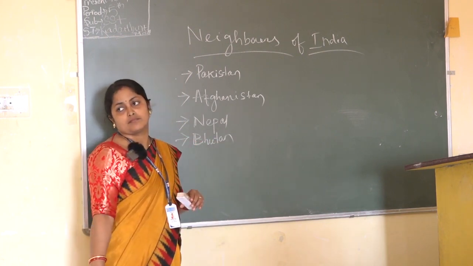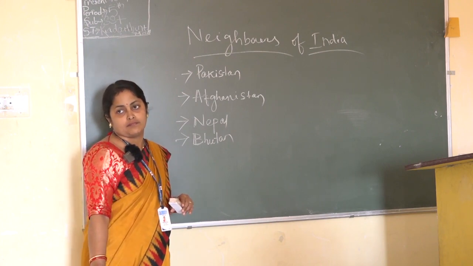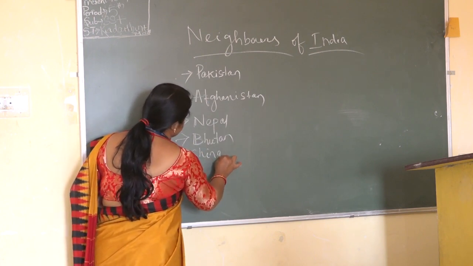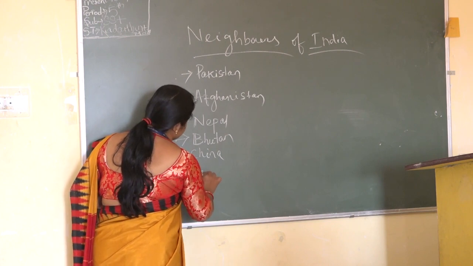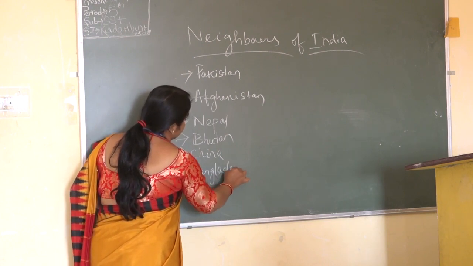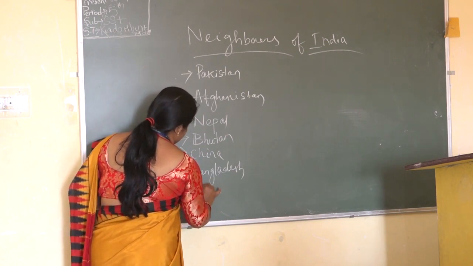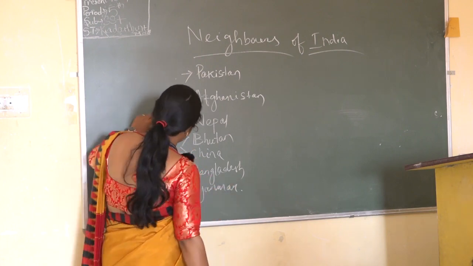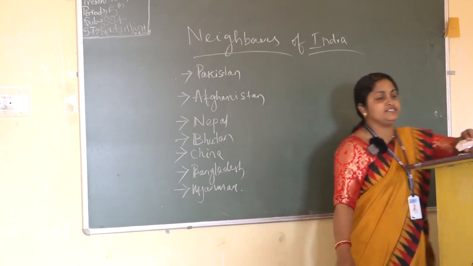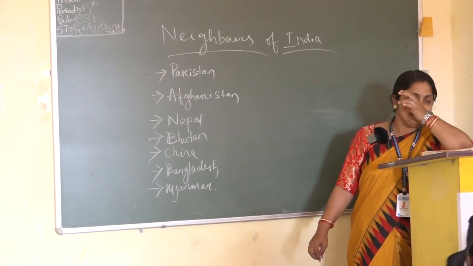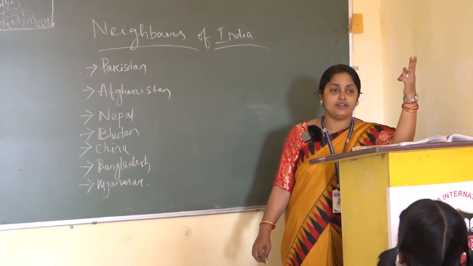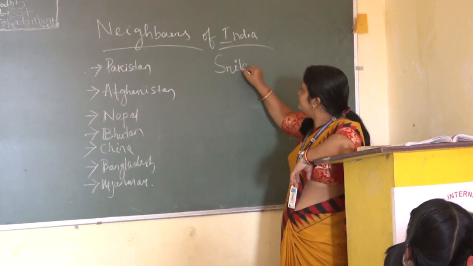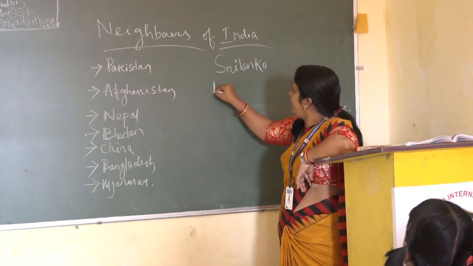Myanmar, Bangladesh, Bhutan, China. So these are the 7 countries which share the land boundary, and there are 2 more countries which share the water boundary with us, known as Sri Lanka and Maldives.